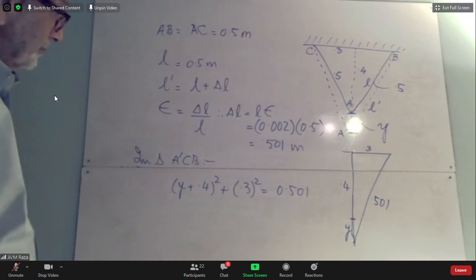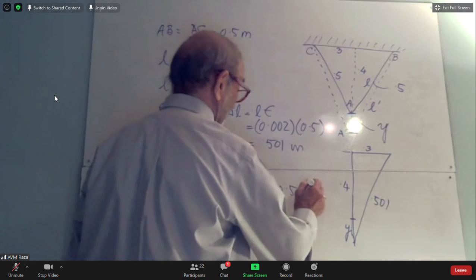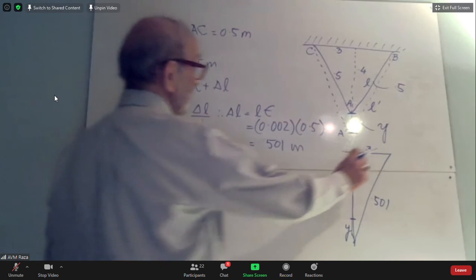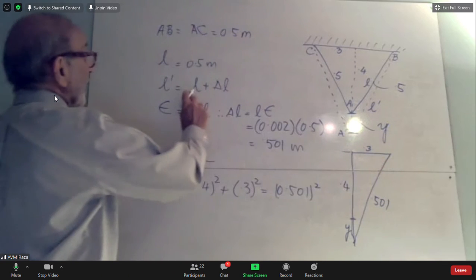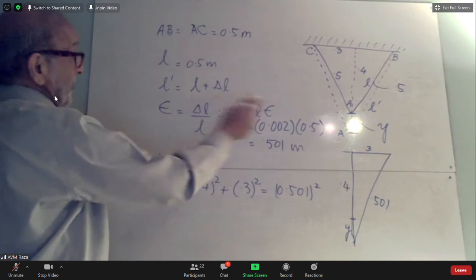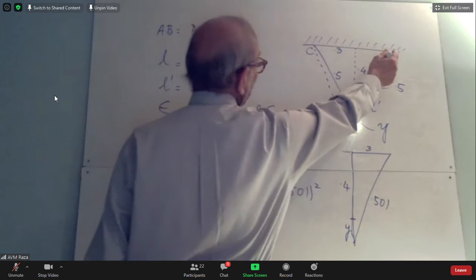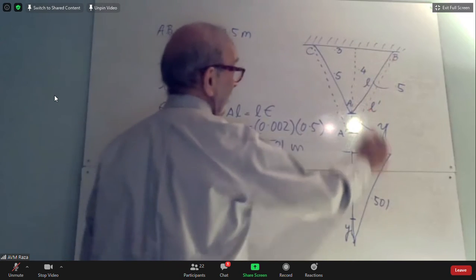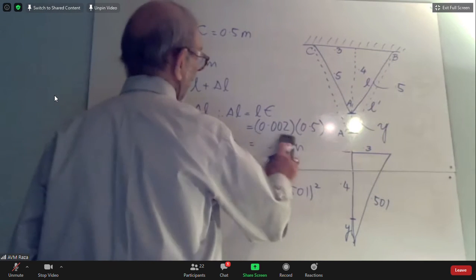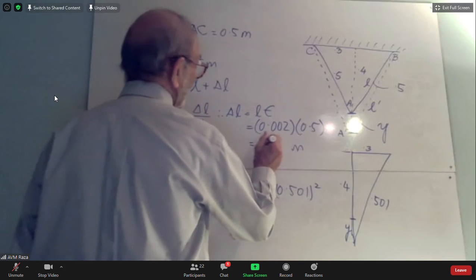What was your delta L equal to again, sir? That 501? No, 501 was the new length, L prime. And delta L will be 0.001 because the original length of AB was 0.5. So 0.501 minus 0.5 will be 0.001. That's the delta L. It's 0.002 times 0.5, which would be 0.001. Okay, yeah, delta L will be 0.001.